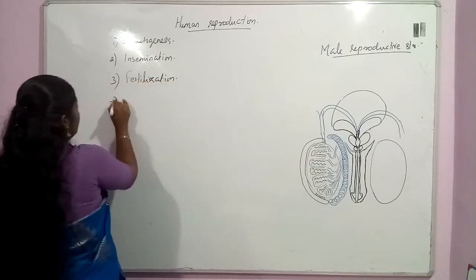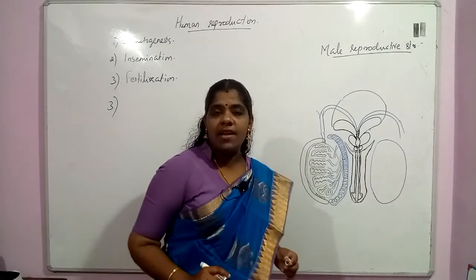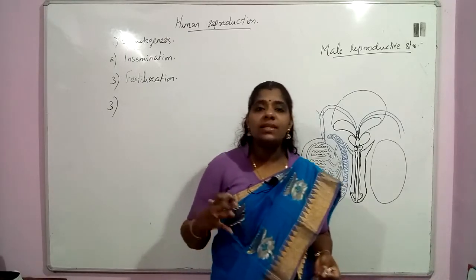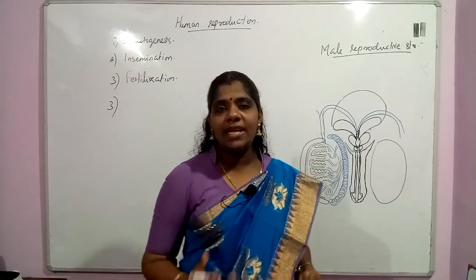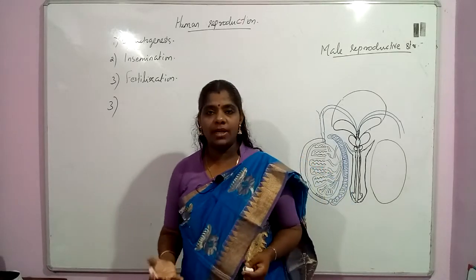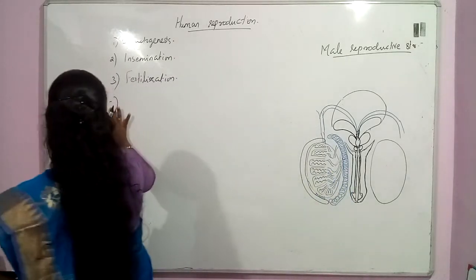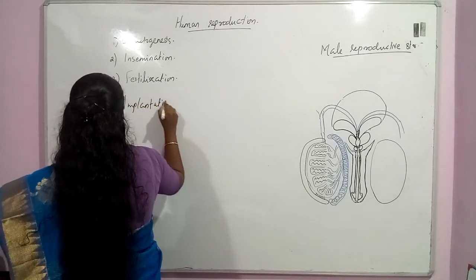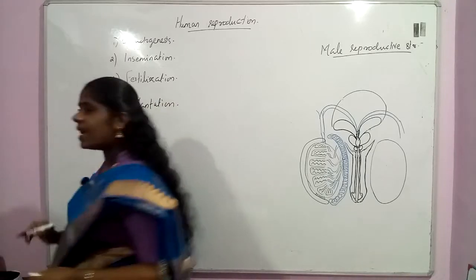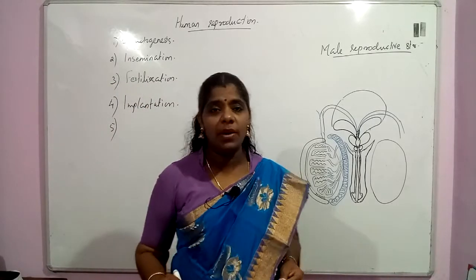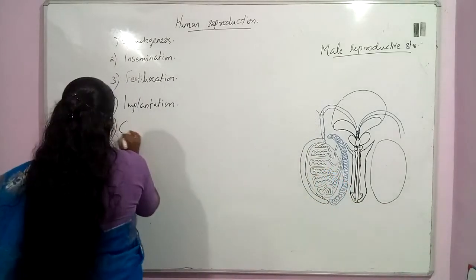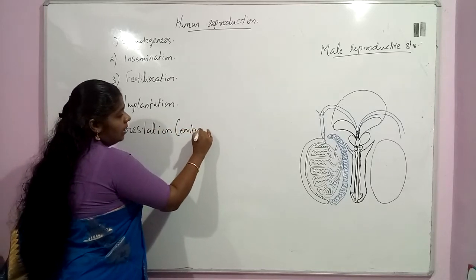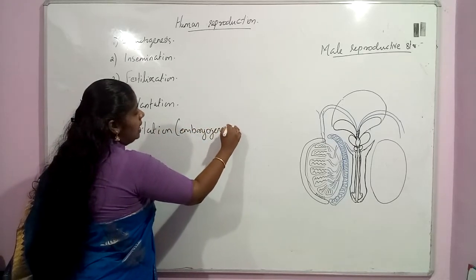After fertilization comes the blastocyst stage. The blastocyst gets implanted in the uterus for further development. The next stage is implantation. After implantation, development occurs in the gestation period. The gestation period is nothing but the pregnancy period, in which embryogenesis occurs. Embryo development occurs in the gestation period.